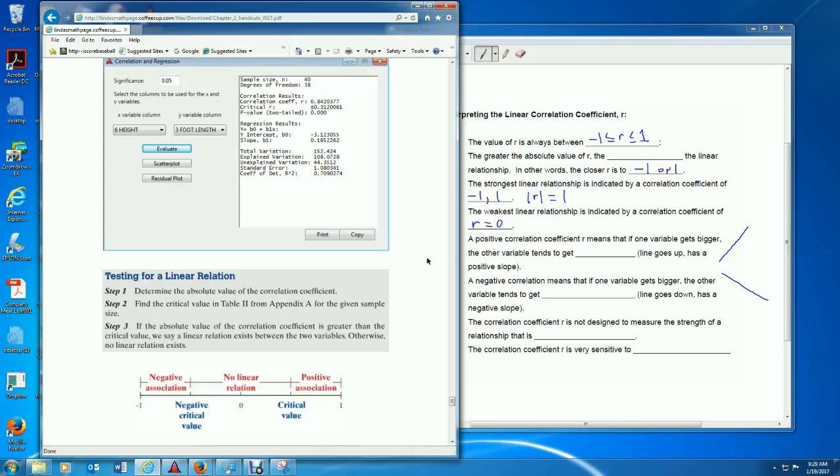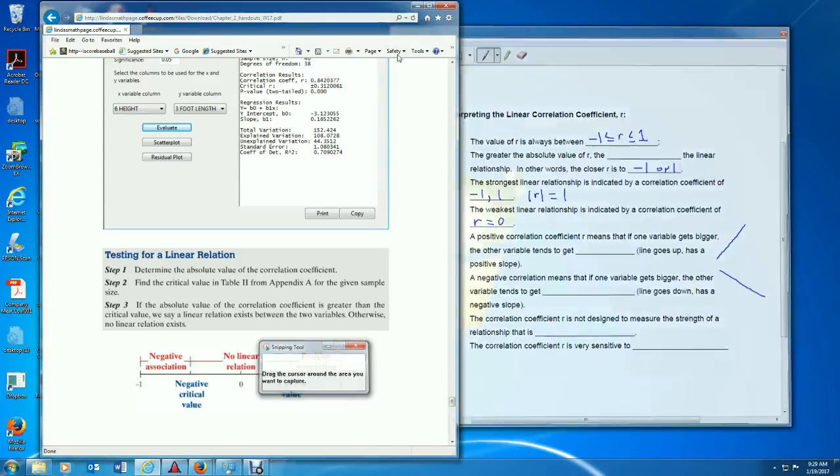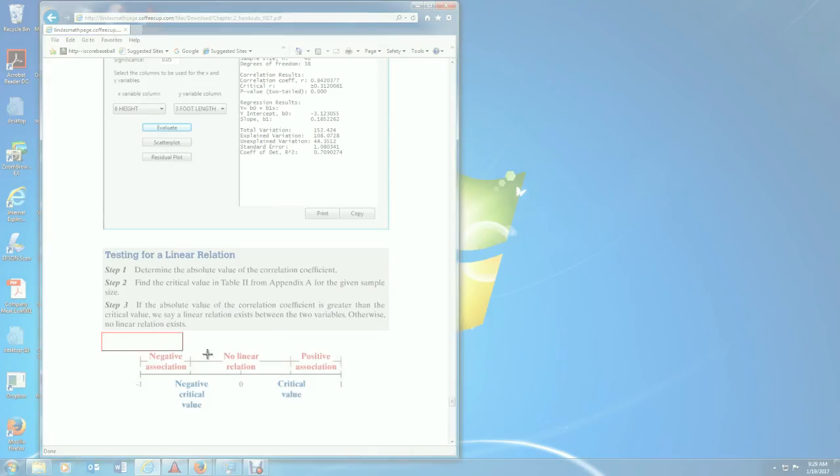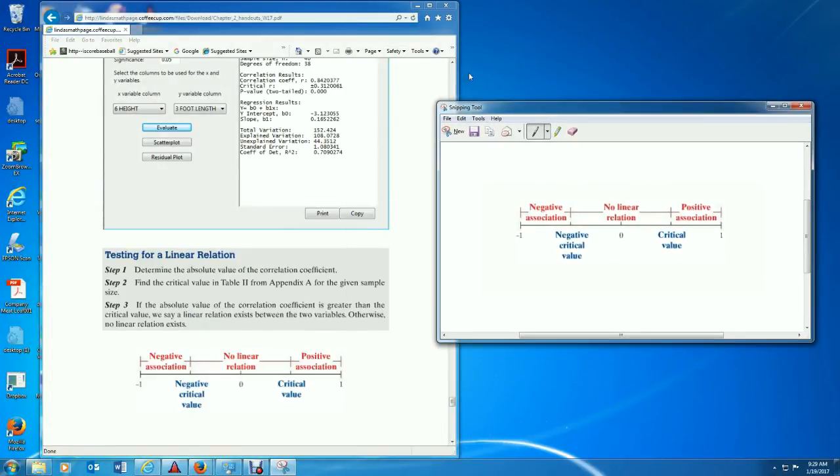So how do we use those numbers to actually test? Let me get a new snip going here. Sorry, there seems to be a little delay every time I try to do this. There we go. Okay. So find the correlation coefficient, find the critical value.